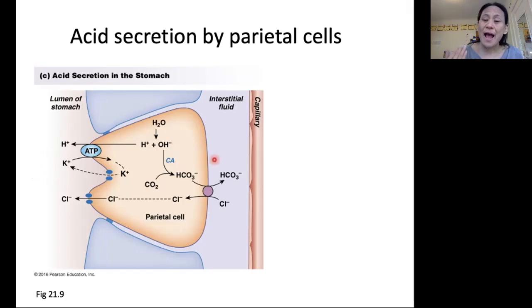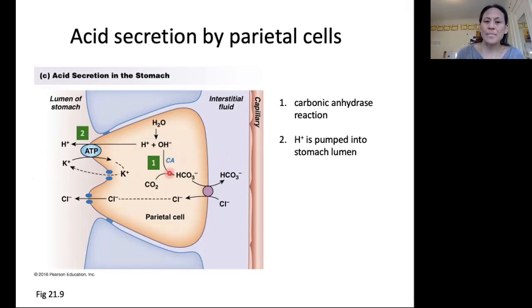Okay, so let's take a look at how we make HCl to secrete into the stomach lumen. First step is our carbonic anhydrase reaction. So pretty familiar now. At this point, we're going to take H2O and CO2 and convert it to H plus and bicarbonate. Next, we're going to take the H plus that we got from that reaction and pump that into the lumen of the stomach.